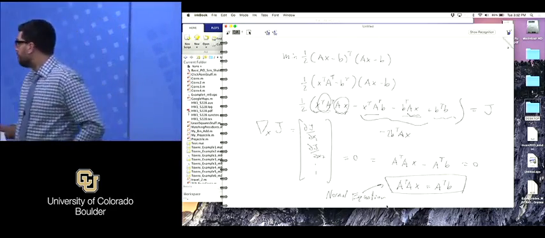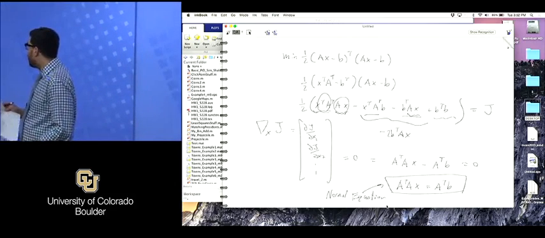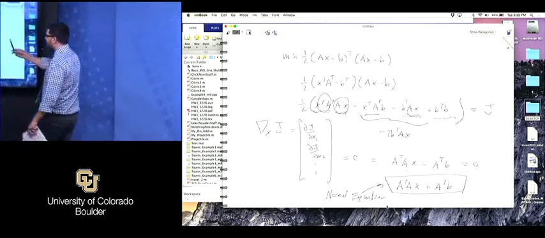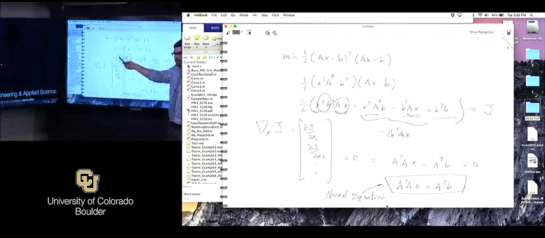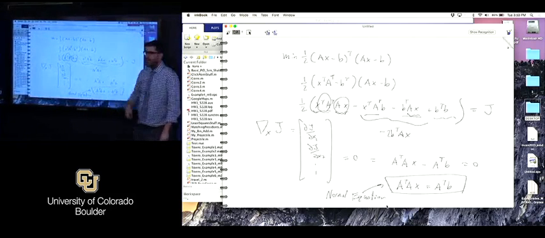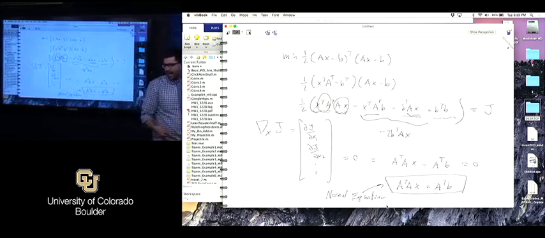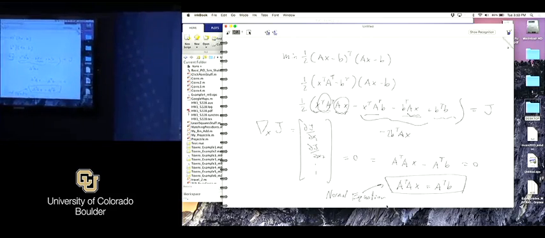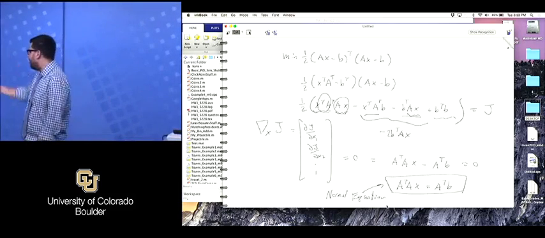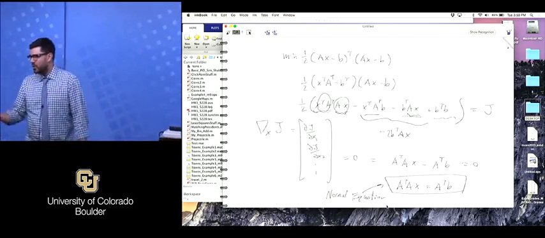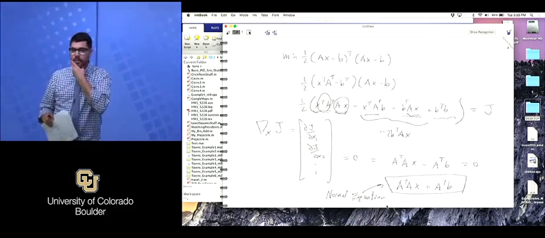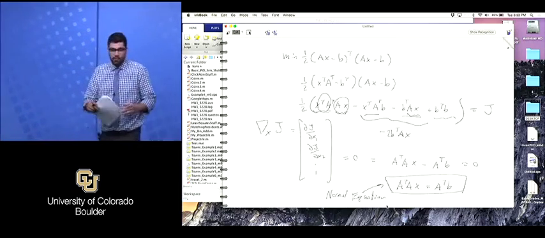Where did the 2 go? From the 1/2? Oh, okay. So the 1/2, this is actually a squared. So when you take the derivative, the 2 cancels, and then the 1/2 comes and cancels that too. That's why, again, the 1/2 is nice for just cleaning up the 2's. I could have left it and then divided by 2, and it would disappear. Okay? Questions? Okay.